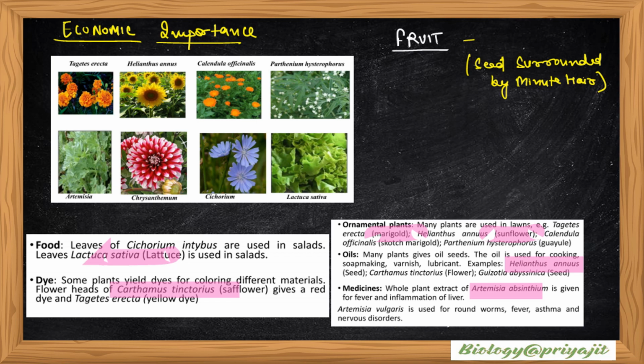Medicine. Whole plant extract of Artemisia absinthium is given for fever and inflammation of the liver. Artemisia vulgaris is used for roundworms, fever, asthma and nervous disorder. The fruit of this family is a seed surrounded by minute hair.